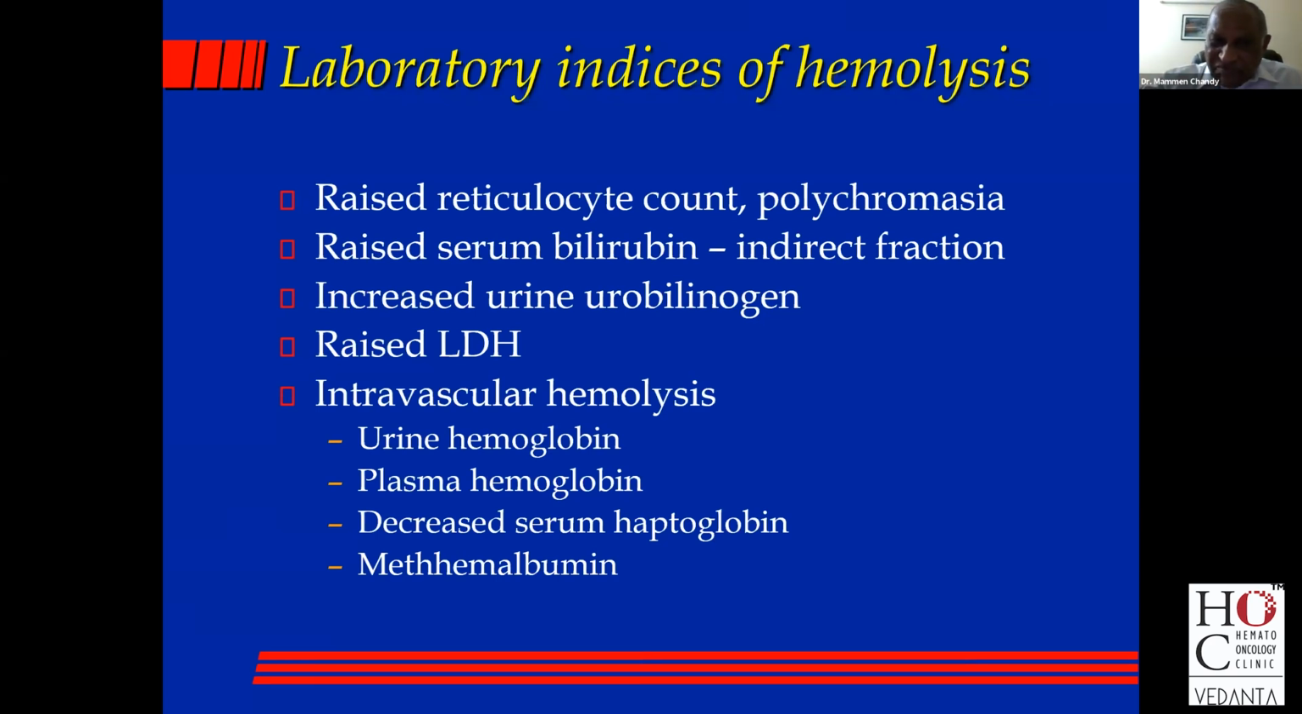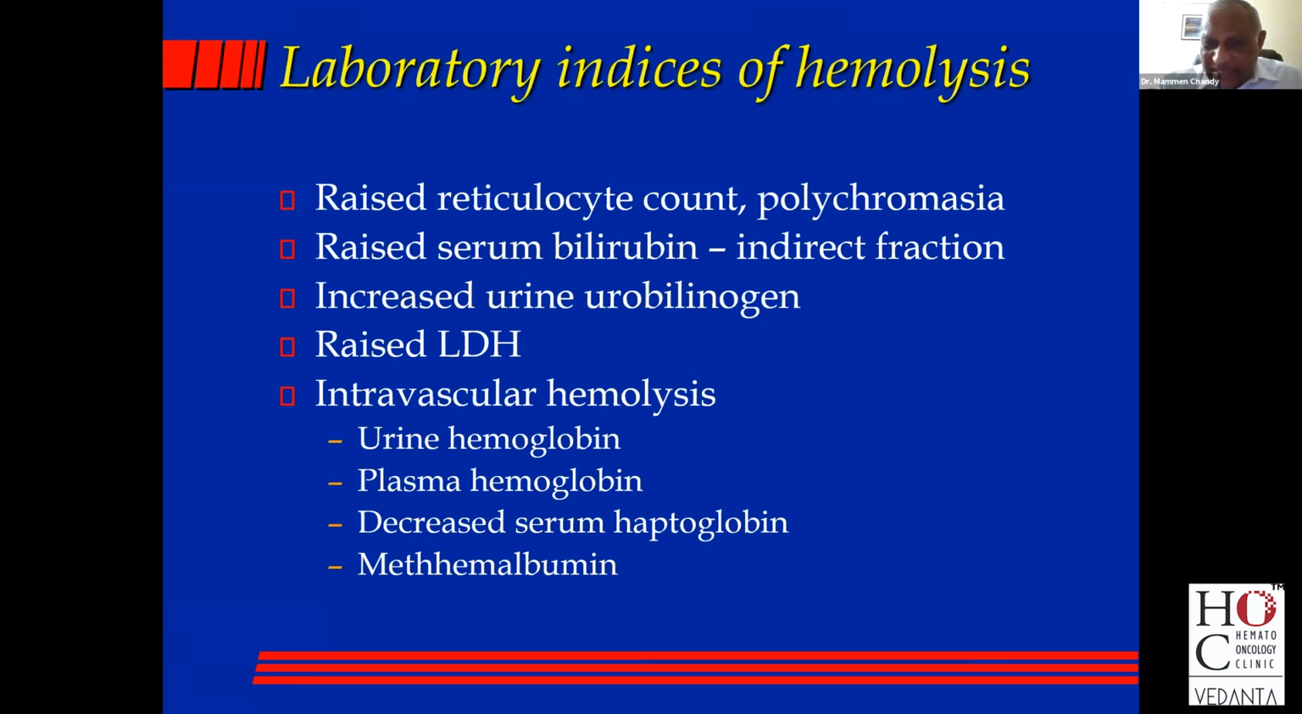Now, there are some features on the laboratory testing which are characteristic of intravascular hemolysis. That means the red cells are being broken down inside the bloodstream. One is the presence of hemoglobin in the urine, right? How do you distinguish hematuria from hemoglobinuria? You can just let the urine stand. If it stands and it's hematuria, the red cells come to the bottom and the urine is clear. If it's hemoglobinuria, it will remain wine colored even on standing.